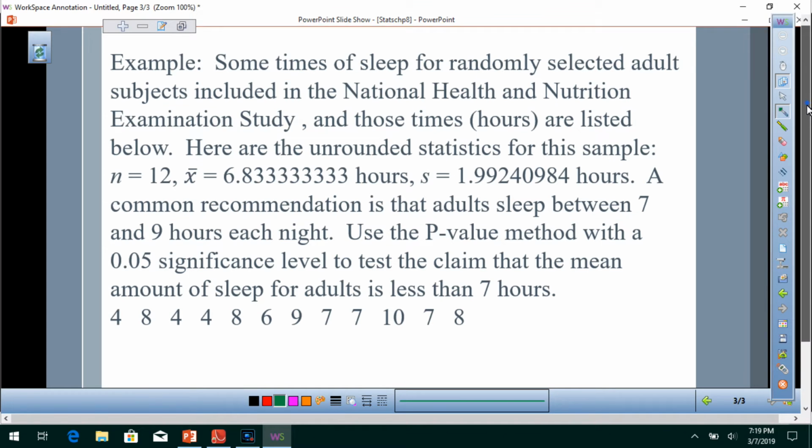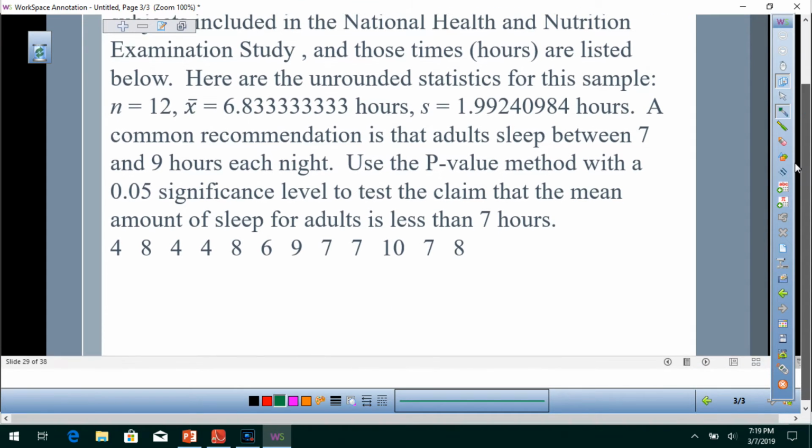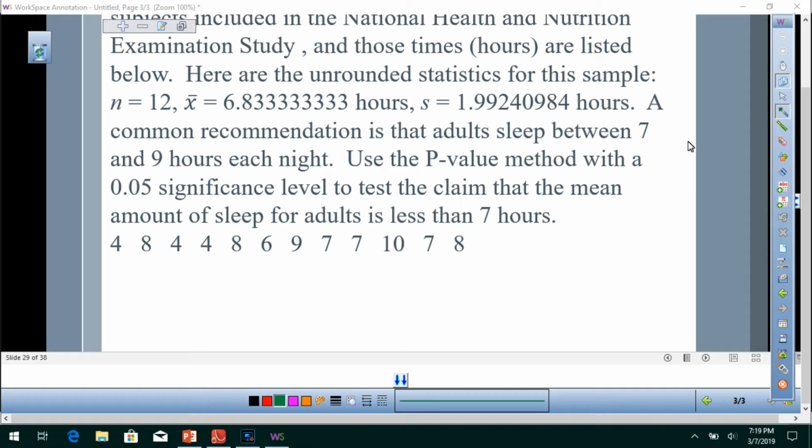Okay, so let's do that. Step one, let's see, what did it say? It said identify sleep less than 7 hours. So step one, mu is less than 7.